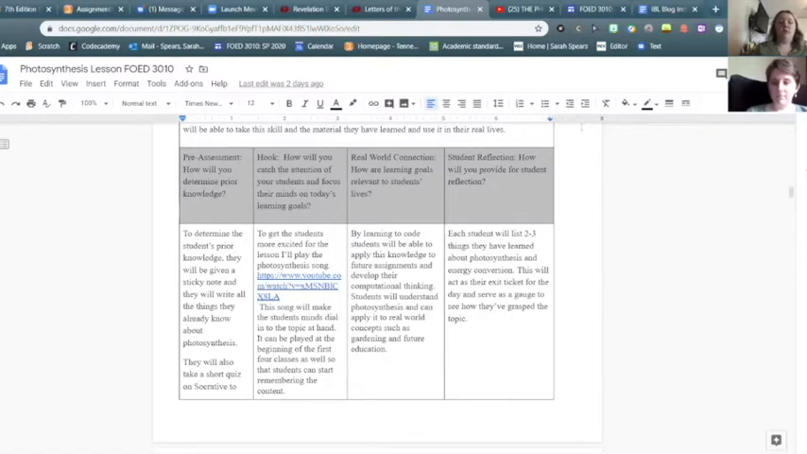So the student reflection that we're going to do is each student will list 2 to 3 things they've learned about photosynthesis and energy conversion each day, and that'll act as an exit ticket for the day, and it can serve for us as a gauge to see how they've grasped each topic.